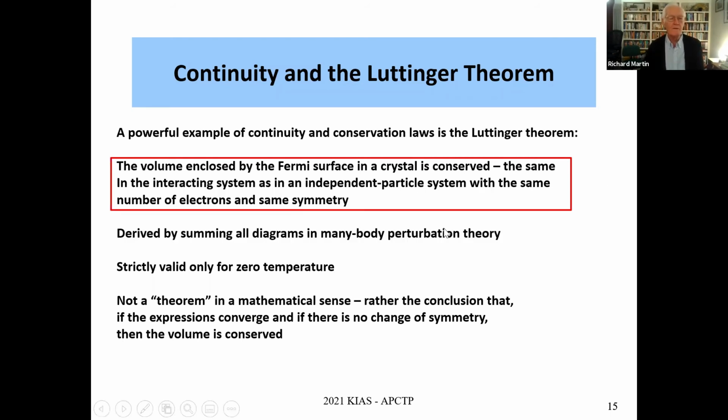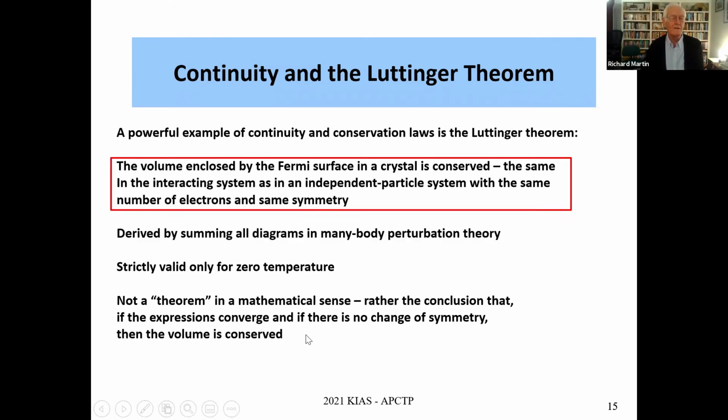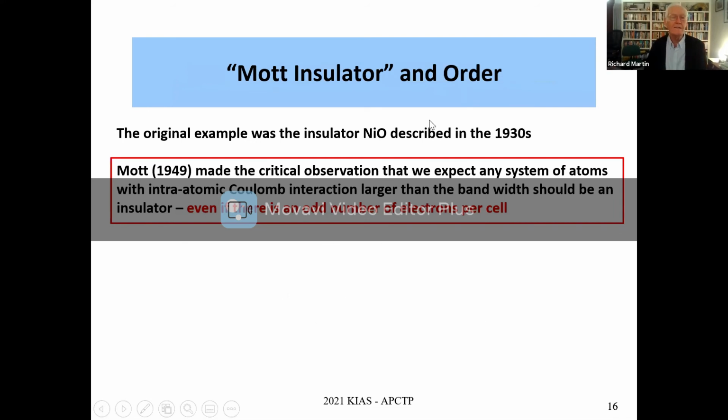Let's be sure we understand this is not a theorem in the mathematical sense. Rather, it is a conclusion that if the expressions converge, or more generally, if there's no change in symmetry, then the volume should be conserved, must be conserved. And if there is some change of symmetry or some divergence, then of course it may not be conserved, and that indicates something interesting. So now let's consider the Mott insulator.